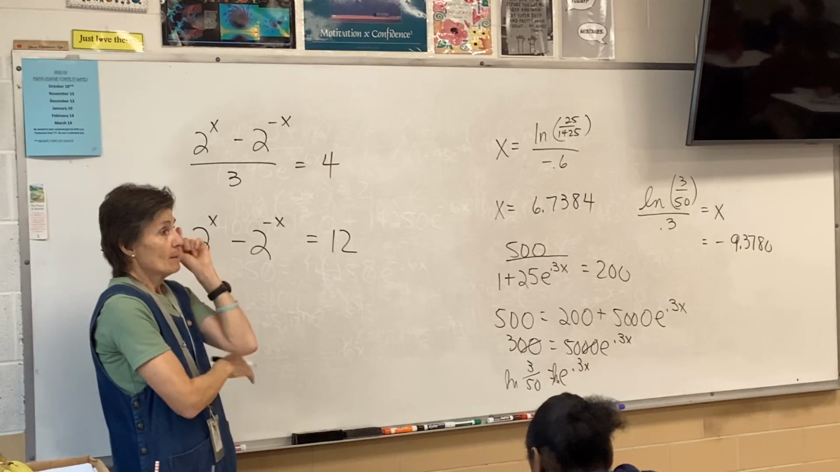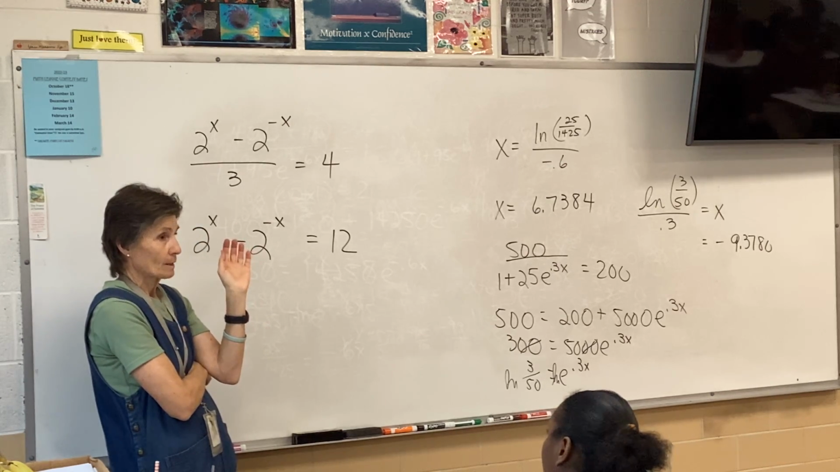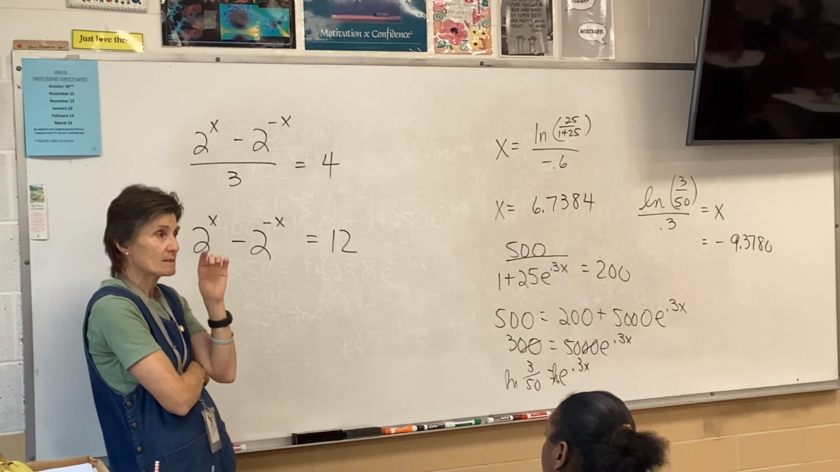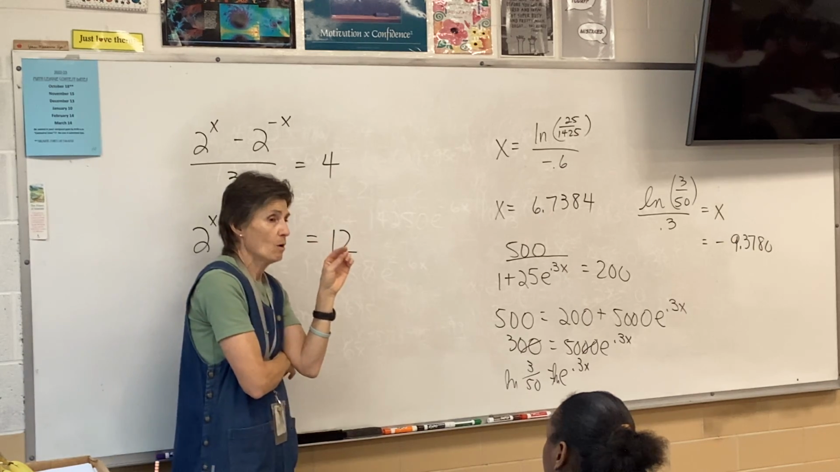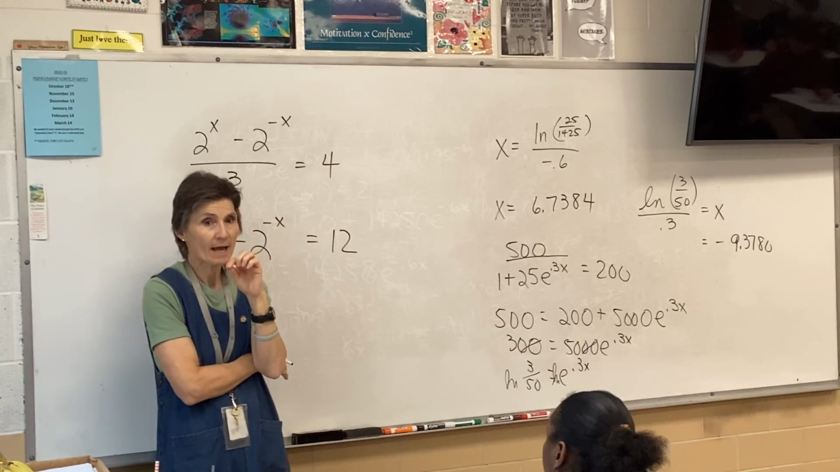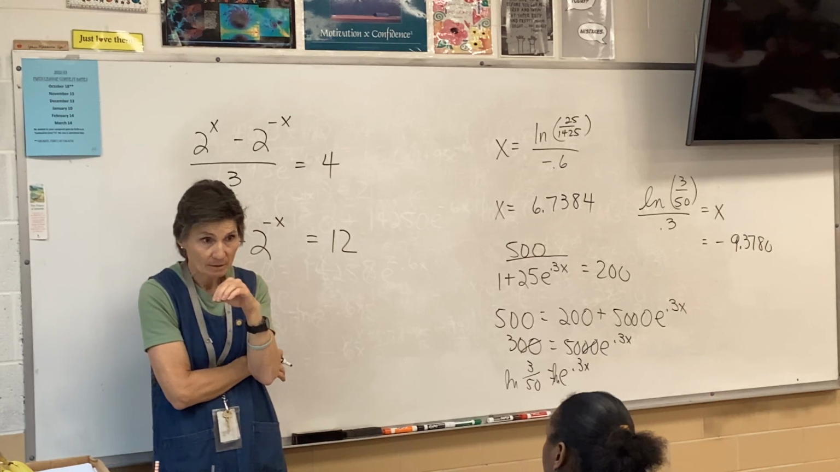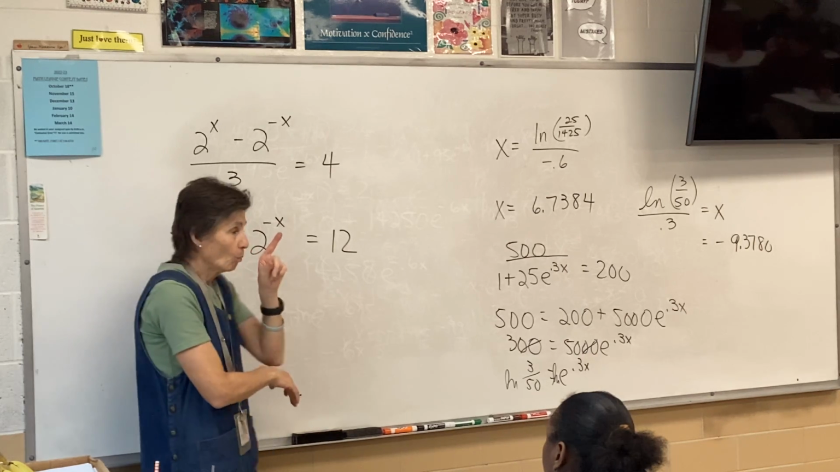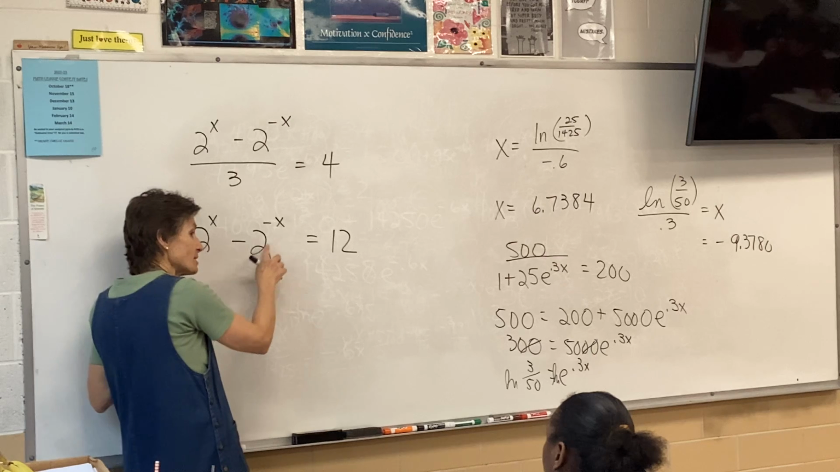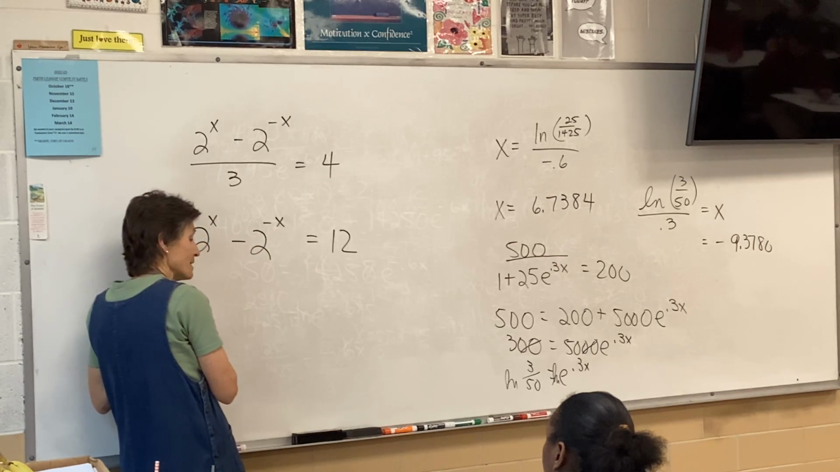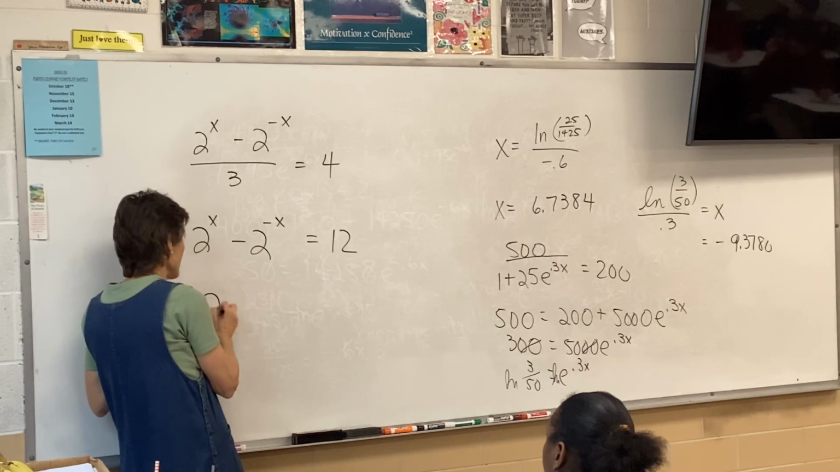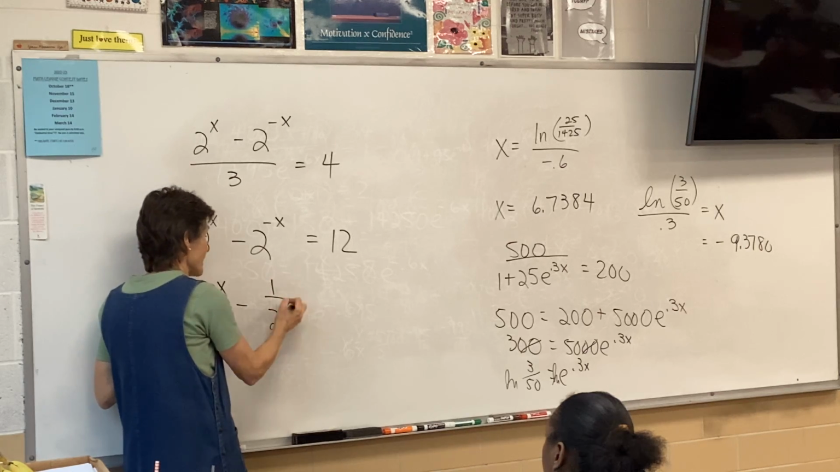Now, this next step, I think also makes sense because we know that we aren't supposed to have negative exponents, right? What does 2 to the negative x mean? It means 1 over 2 to the x.